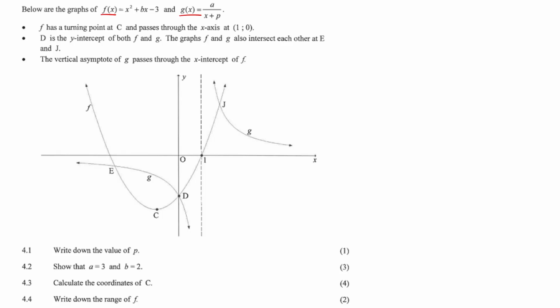So f has a turning point at c. So c is going to be the turning point. How do we calculate a turning point? Well, x is equal to minus b over 2a. Whatever we get for x, we just sub back into the original equation to get y.